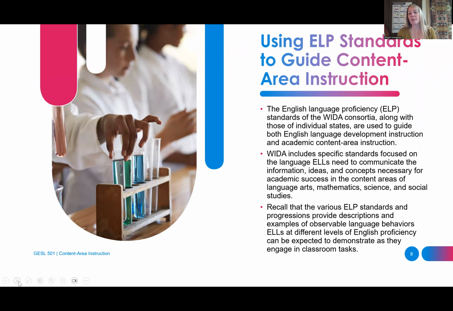So we look at the ELP standards of the WIDA Consortia along with our individual states, such as Pennsylvania, to guide both English language development instruction and academic content area instruction. WIDA includes specific standards focused on the language English learners need to communicate the information, ideas, and concepts necessary for academic success in the content area of language arts, math, science, and social studies. Recall that the various ELP standards and progressions provide descriptions and examples of observable language behaviors that English learners at differing English language proficiency levels can demonstrate in the classroom.